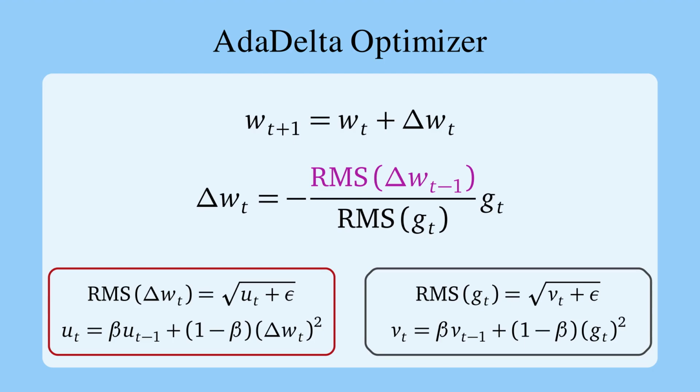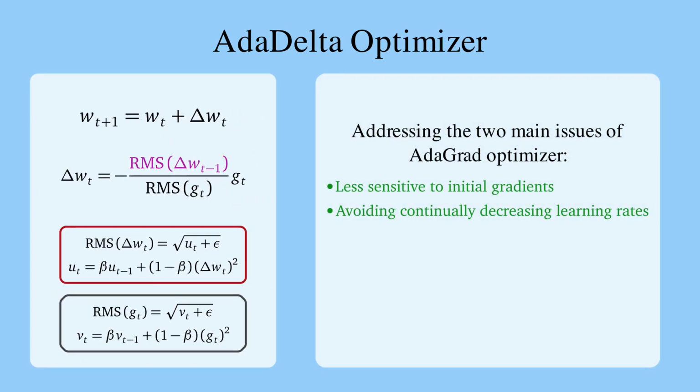So in summary, AdaDelta tries to address the issues of the AdaGrad optimizer, which if you recall, were sensitivity to initial gradients and the continual decay of learning rates. In addition to fixing these issues, AdaDelta gets rid of the global learning rate. So as a user, we don't need to specify the learning rate hyperparameter eta.